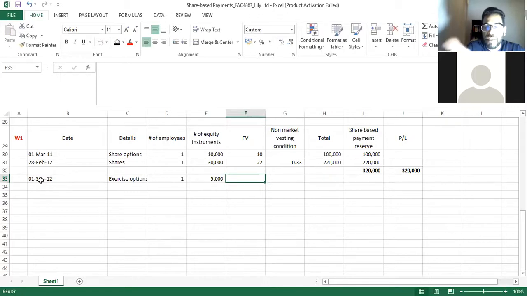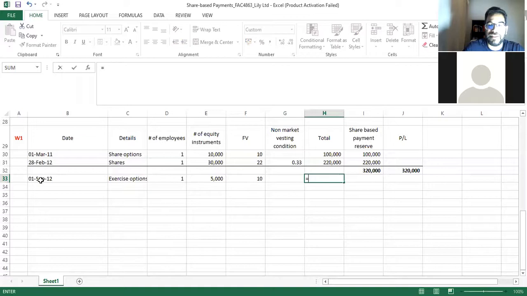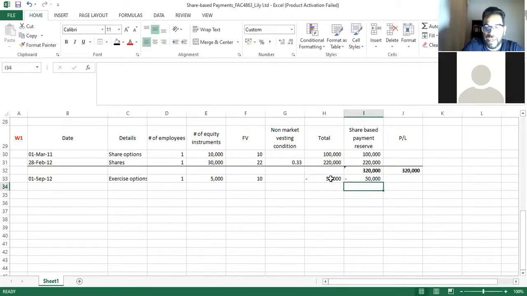So remember, this table here is the share-based payment reserve table. So the fair value is still based on the fair value at grant date. Don't use the exercise price because you're going to mess up the share-based payment reserve. There's no vesting condition. So therefore the total, because she's exercising, it's a negative. Okay, so it is 5,000 multiplied by 10 Rand. So it's negative 50. So share-based payment reserve will reduce by that 50,000 Rand. So as you can see, we debited share-based payment reserve with 50,000 Rand.